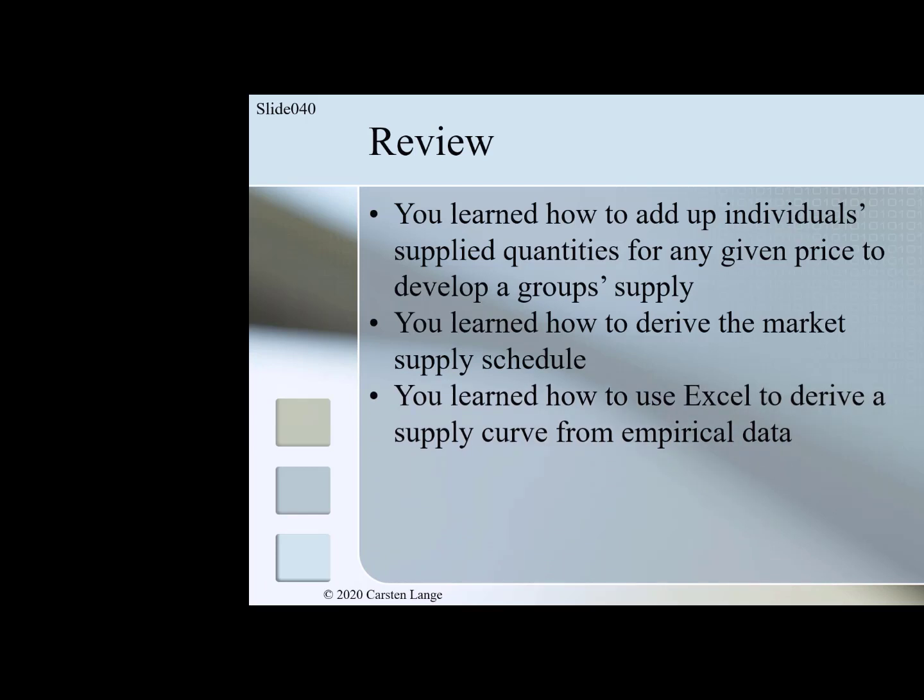from these empirical data. Please don't forget to go to the supplement section of this chapter and open the Excel sheet and try to derive a supply curve by yourself.